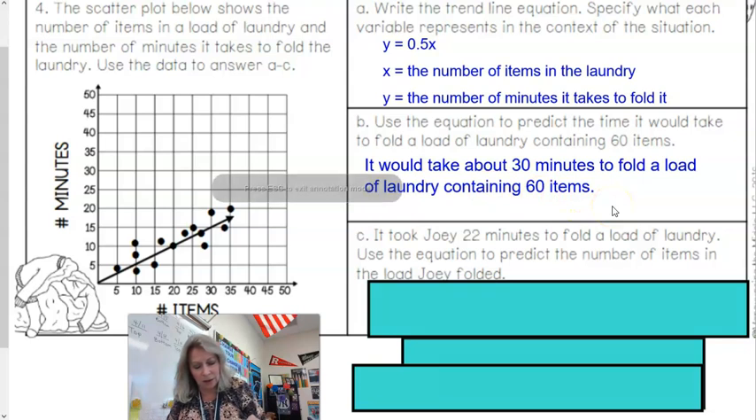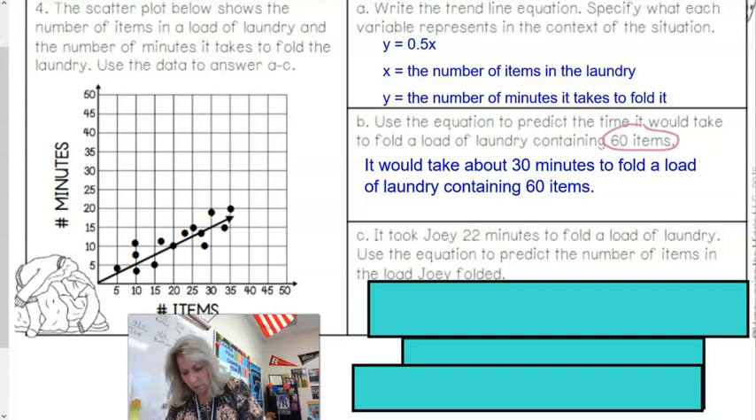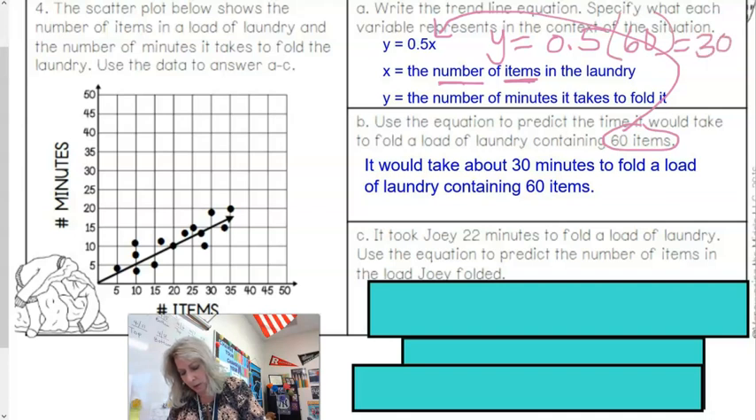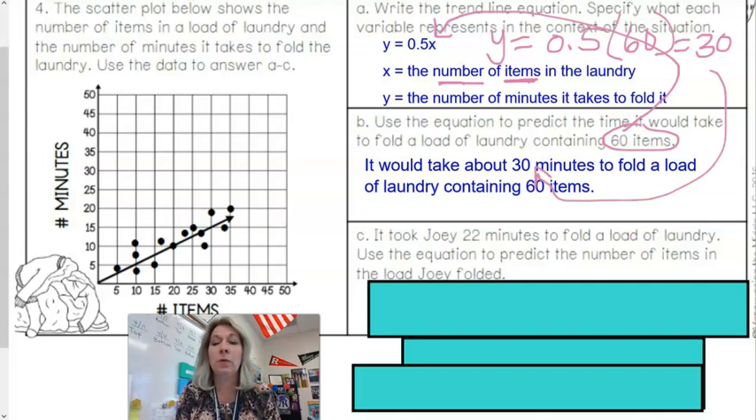How is that the case? Well, if they tell you 60 items, what was the number of items? The x value. So you're going to replace the x value with 60. So you're going to say y equals 0.5 times 60, and doesn't that come out to 30 minutes? That's where they're coming out with 30 minutes to fold laundry containing 60 items.